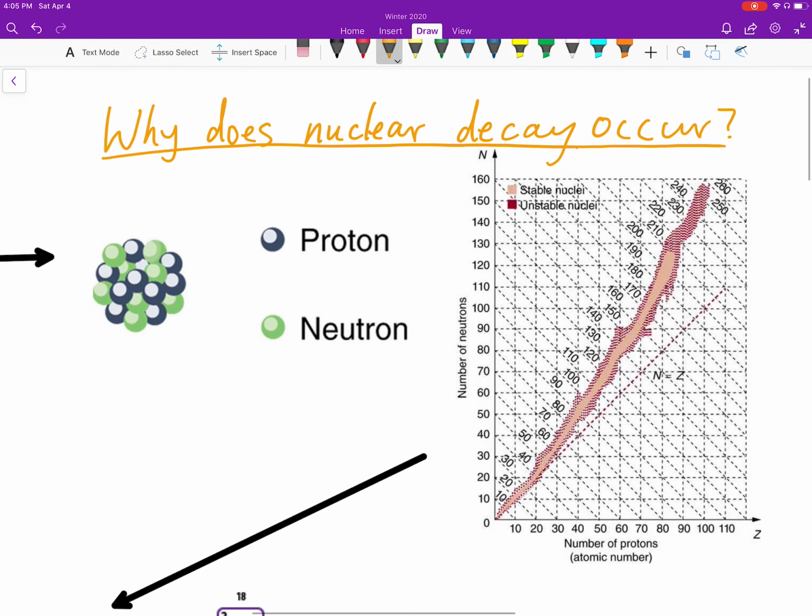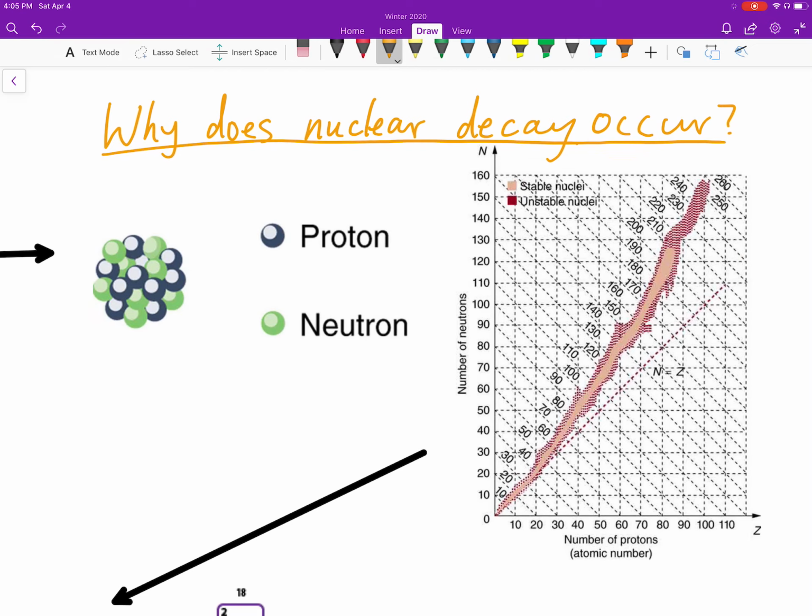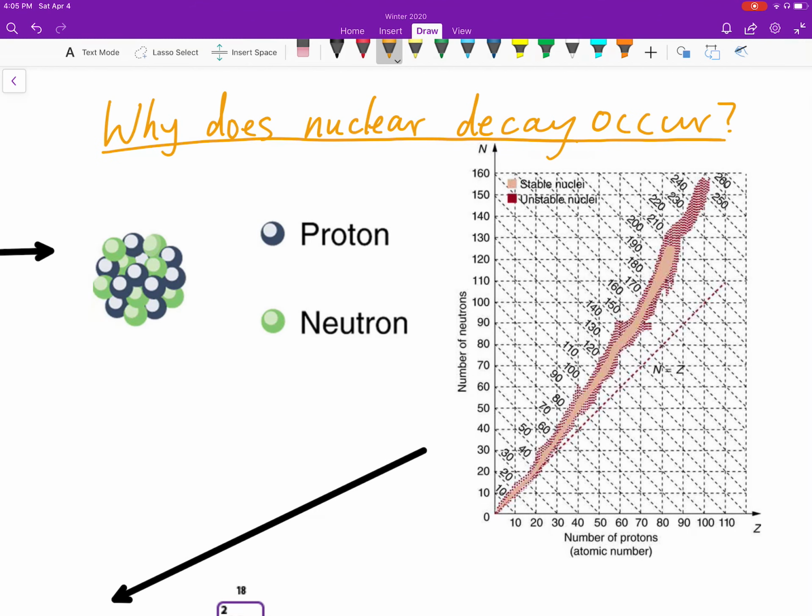So why does nuclear decay even occur? We want to talk about that. I want to start off by going over the belt of stability. This right here is the belt of stability. We have the number of neutrons on the y-axis, and the number of protons, or the atomic number, on the x-axis. Generally, this dotted line here is the one-to-one ratio. It represents that there's the exact same number of protons as neutrons. And we find that around 20-ish, 25, the stability gets off of that one-to-one ratio.